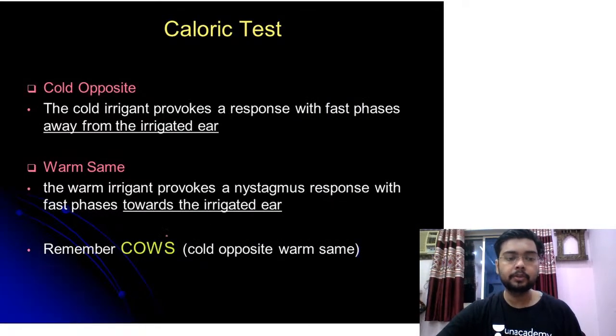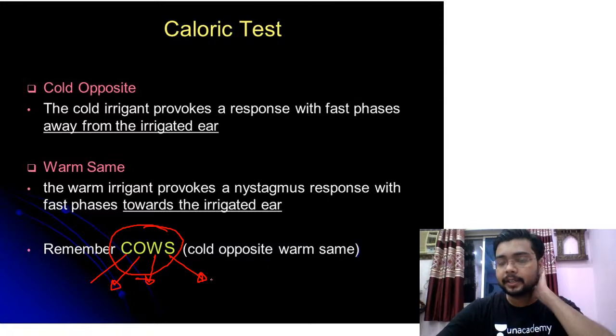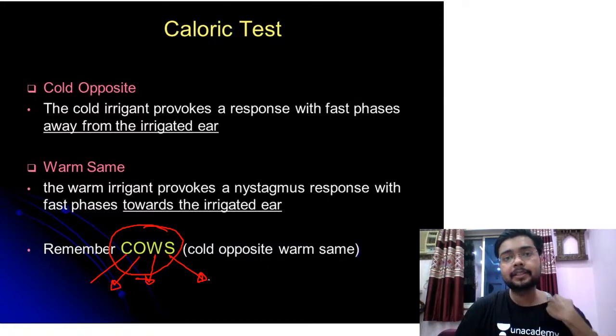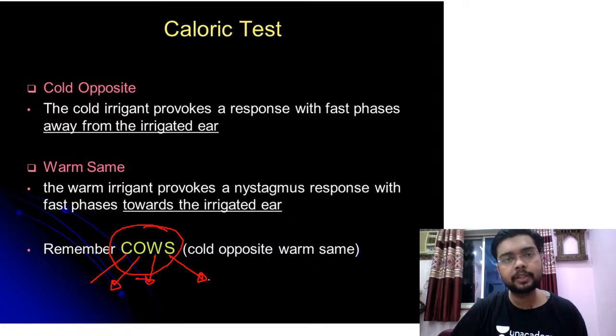Okay, so not to go into too much detail, for the sake of the question, let us see what you need to know. You all remember this mnemonic, that is COWS. Cold water makes the nystagmus go opposite, and warm water makes the nystagmus go on the same side. So how will you decide the direction of the nystagmus? You need to see the fast component of the nystagmus.